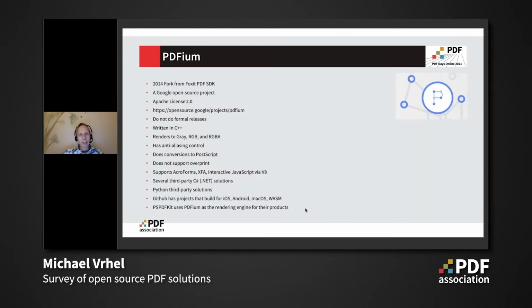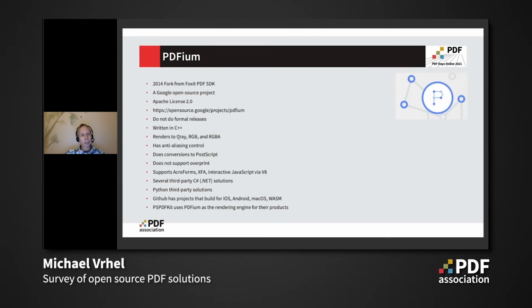Finally, and sorry if the font's so small, there's just a lot to put down on this one. PDFium was the most recent addition here. It was a fork, from my understanding, a fork off of Foxit's PDF SDK in 2014. And it's a Google open source project, and it has an Apache license. And here's the web address for this code base. As I mentioned, from what I can tell, they don't do formal releases. There's kind of a continual, whatever's been added to the code, that's the snapshot of where it is.